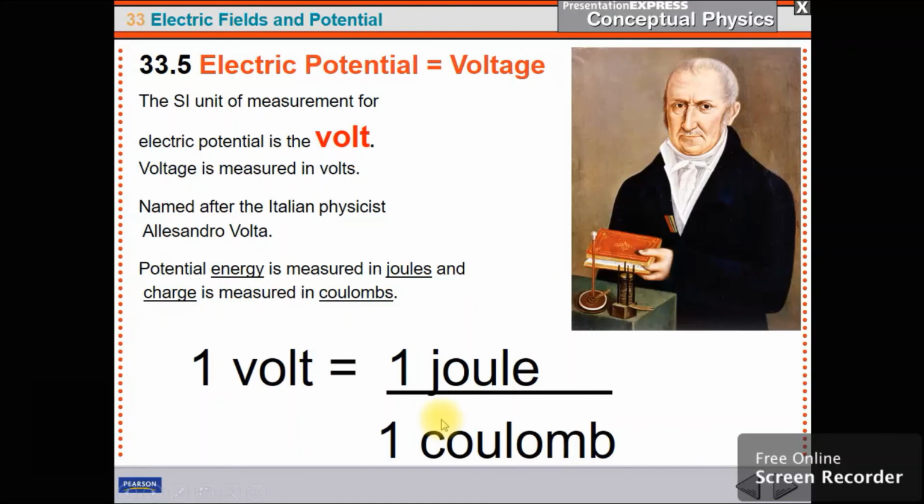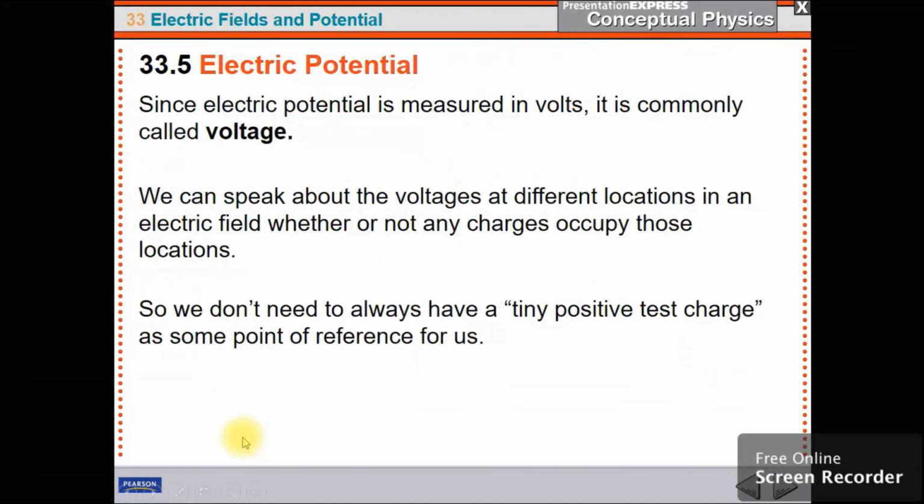And then from this point forward, for the rest of the school year, 2 weeks of it, we'll talk about volts and we'll talk a little about joules and coulombs. But this is the main point of it. This is where everyday electricity starts, right here. It's called voltage. And the reason that we talk about voltage is because now we can talk about voltages at different locations in an electrical field, and we don't have to worry about those tiny positive test charges. We just talk about the voltage.